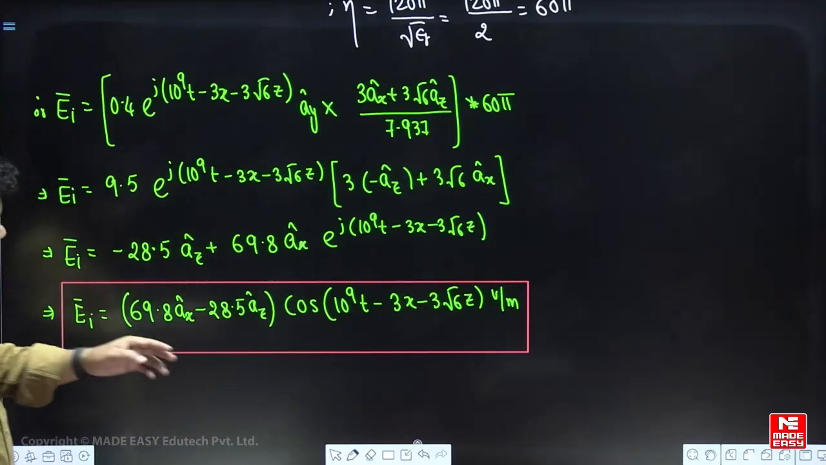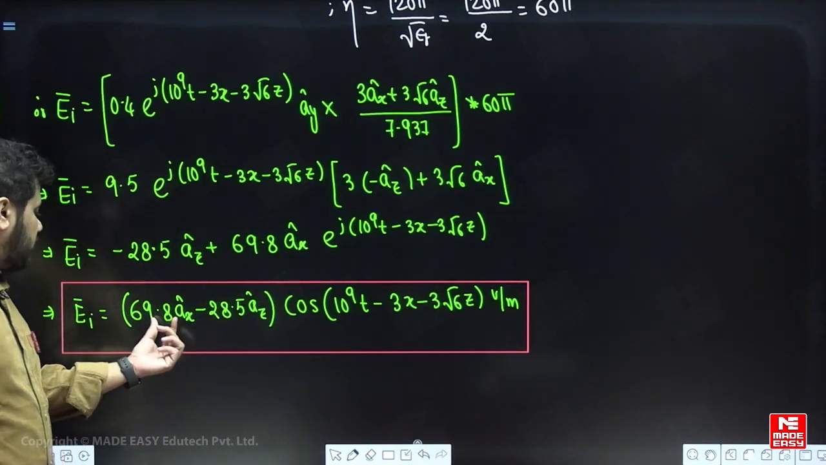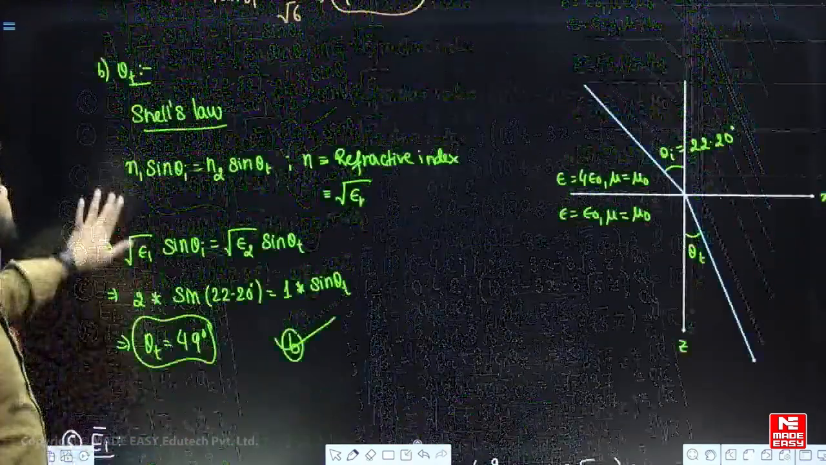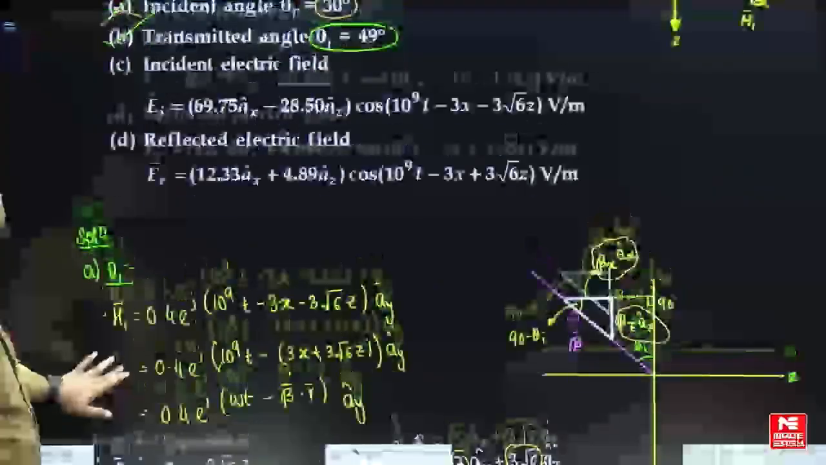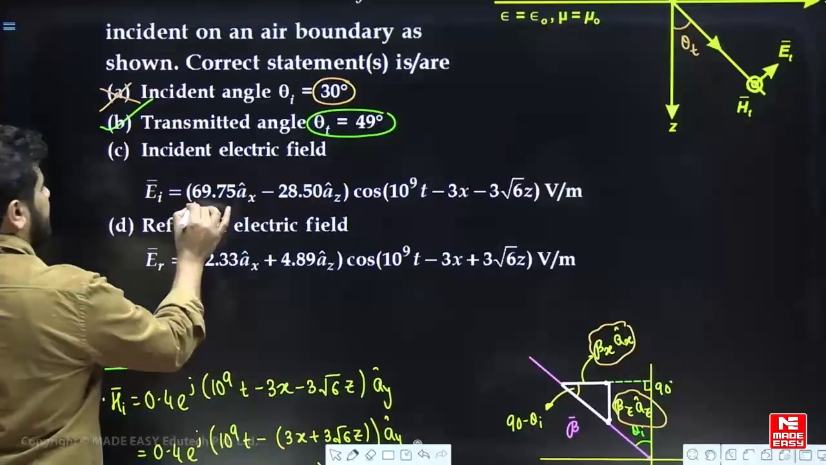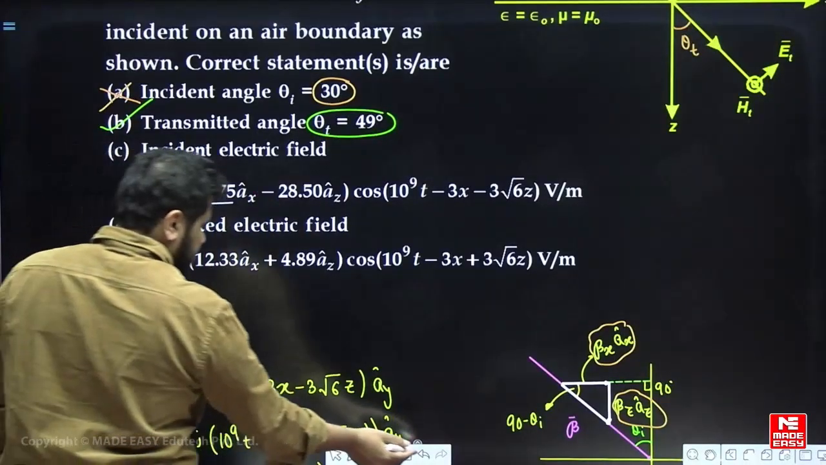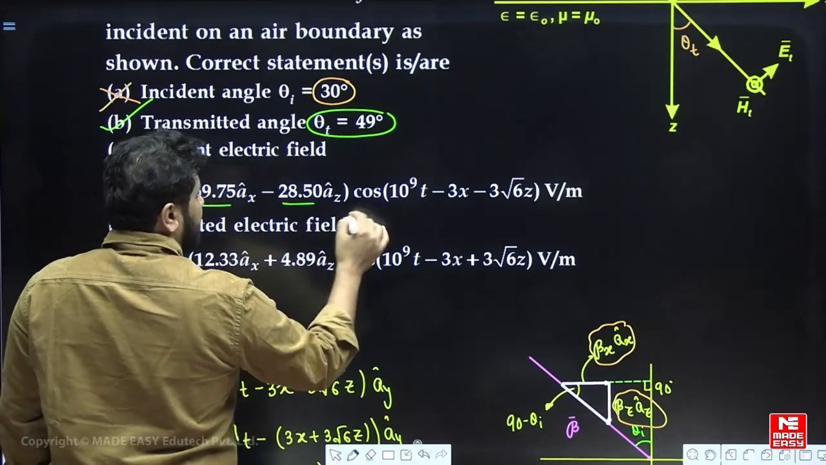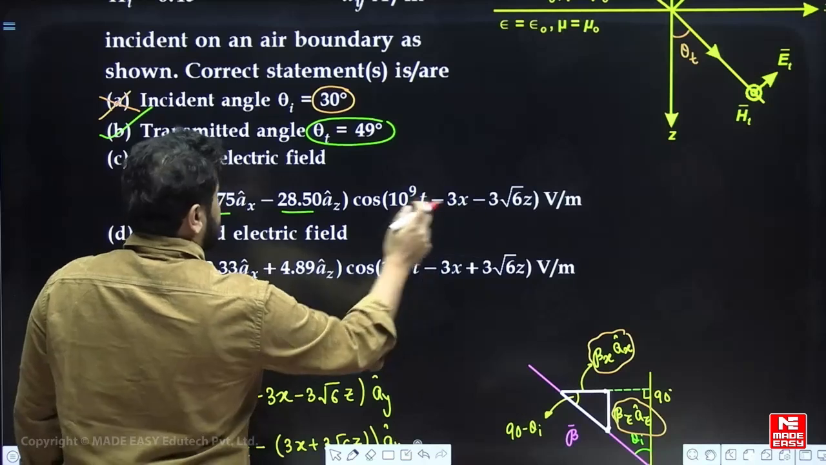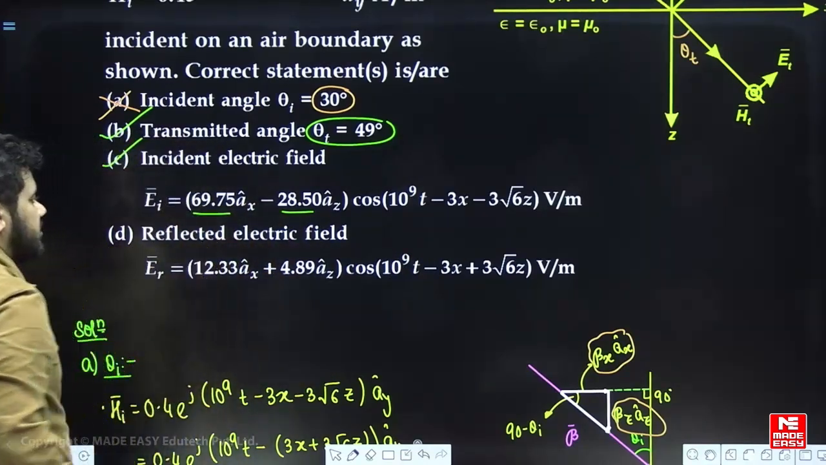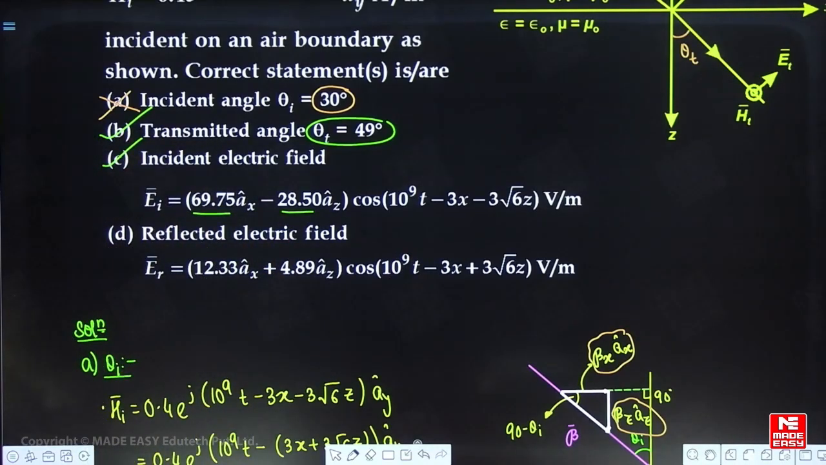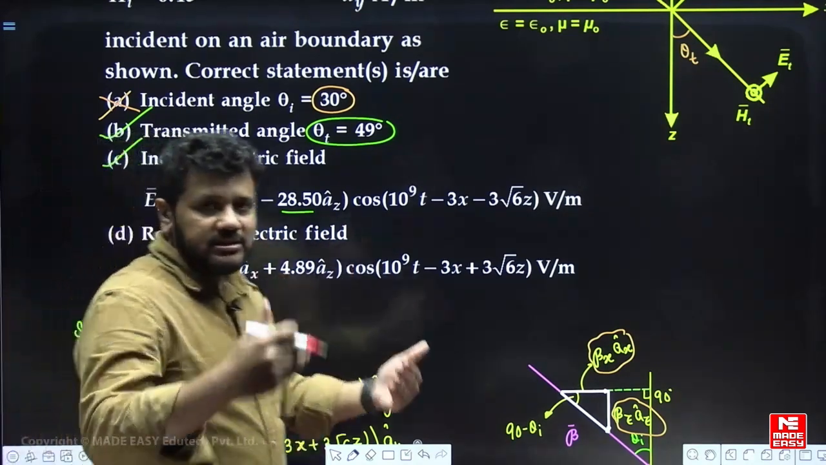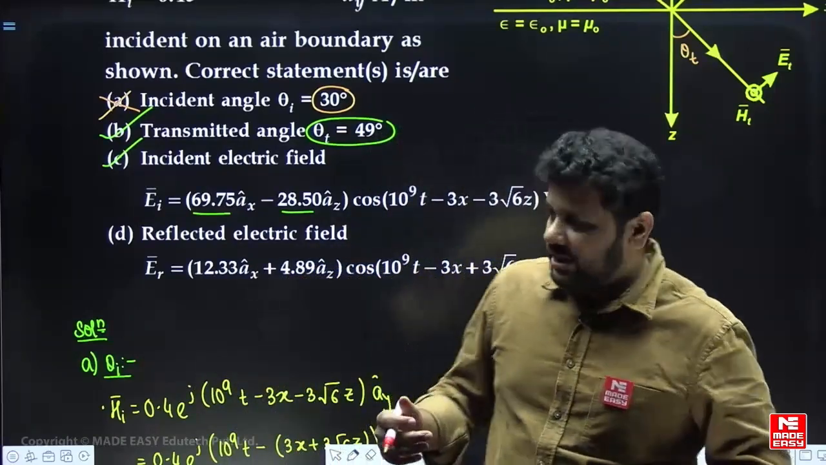First of all I will check the magnitude. 69.8 ax minus 28.5, where it is 69.75. I can approximate because we have already taken the approximation, I told you. So that means 69.8 ax minus 28.5, now the rest is your 10 to the power minus 6, so option C is exactly correct. I am getting the same value, cos of 10^9 t, because they have taken the real term. We have considered it according to e to the power j.